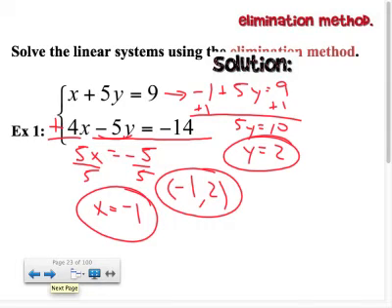Again, the reason it's called elimination is because when I added these two, it eliminated the y variable. And so that's all you're looking to do: can I add or subtract these two equations to eliminate one of my variables?